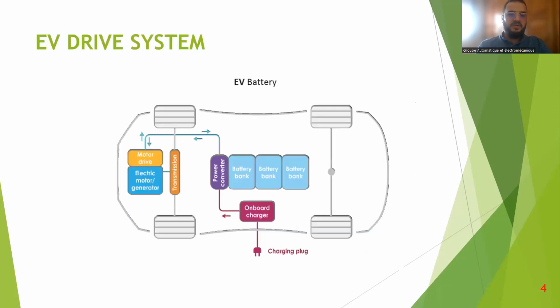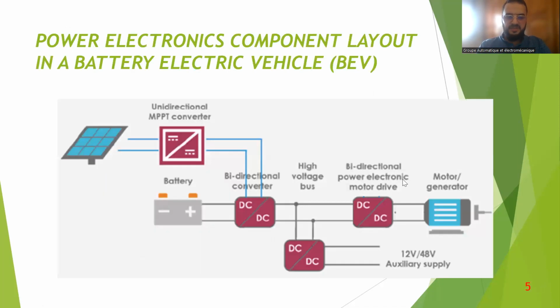This is our drive system. You can see we have the battery banks and the power converter. In our case, we have a buck-boost chopper and the motor drive that drives the motor. This is the main line of our system. This is the main system.